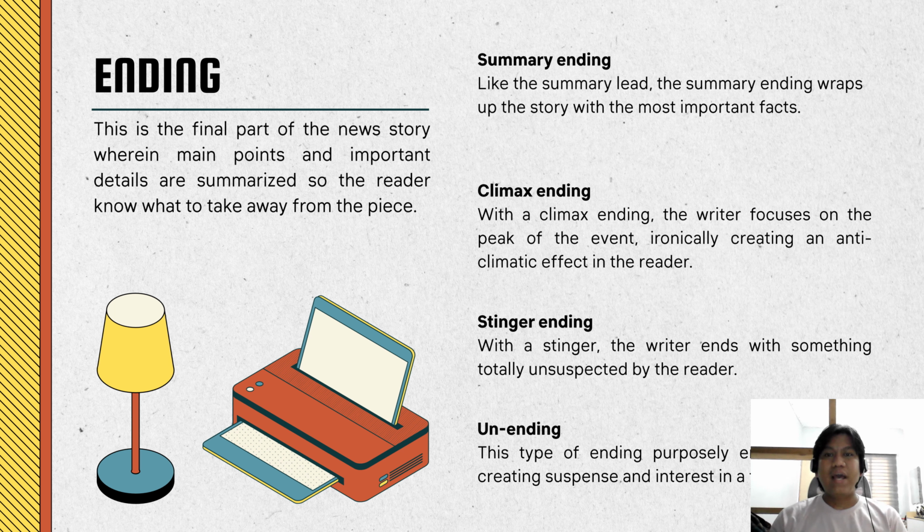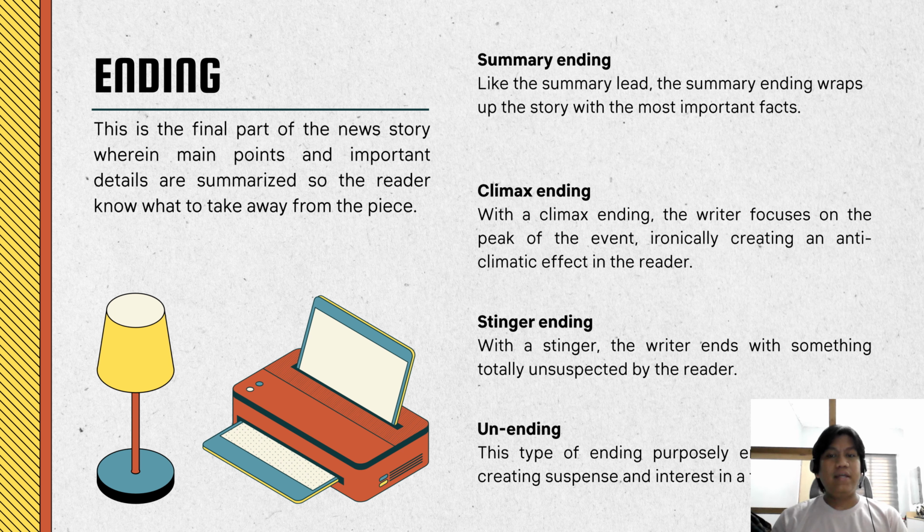There are 5 ways on how you can end your story. First is the summary ending. Like the summary lead, the summary ending wraps up the story with the most important facts. It simply ties up the loose ends of the story and points. Next is the climax ending. With the climax ending, the writer focuses on the peak of the event, ironically creating an anticlimactic effect in the reader. This ending is popular in stories written in chronological order, like narrative feature.